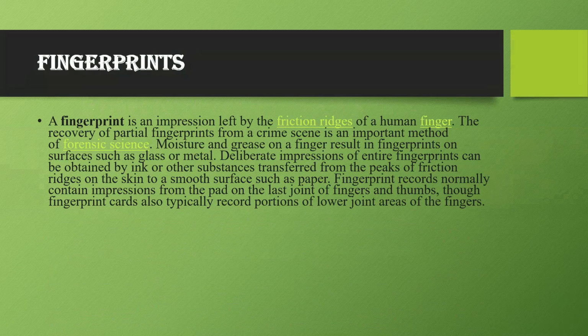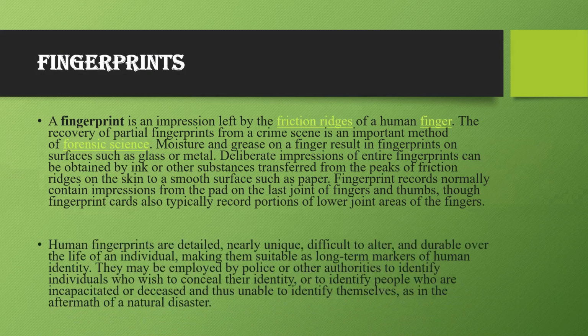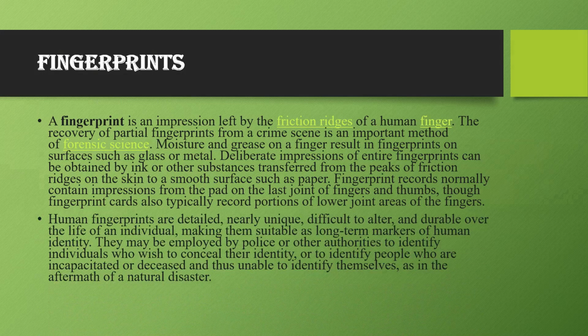Deliberate impressions of entire fingerprints can be obtained by ink or other substances transferred from the peaks of friction ridges on the skin to a smooth surface such as paper. Fingerprint records normally contain impressions from the pad on the last joint of fingers and thumbs, though fingerprint cards also typically record portions of lower joint areas of the fingers. Human fingerprints are detailed, nearly unique, difficult to alter, and durable over the life of an individual, making them suitable as long-term markers of human identity.